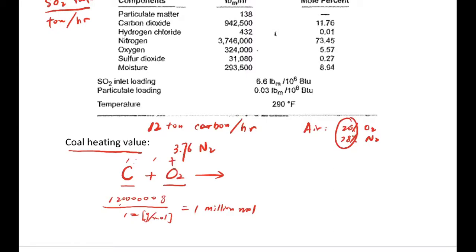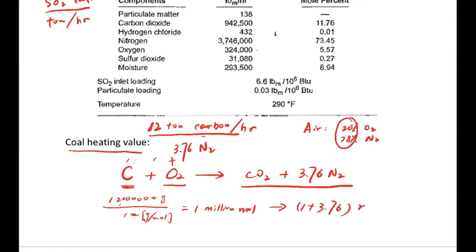After this reaction, we get carbon dioxide and also 3.76 molecules of nitrogen, okay? This is going to be our flue gas if we assume that we're just burning pure carbon here. So if we know the feed rate of the carbon, what that means is we're going to generate 1 plus 3.76 million moles of flue gas, carbon dioxide and nitrogen, okay? And this is per hour, all right?